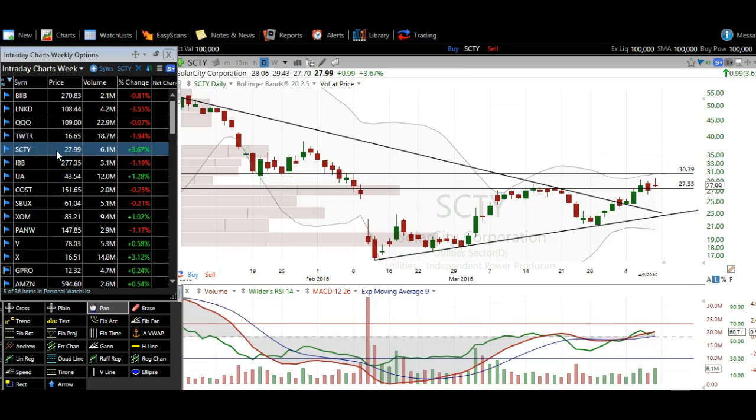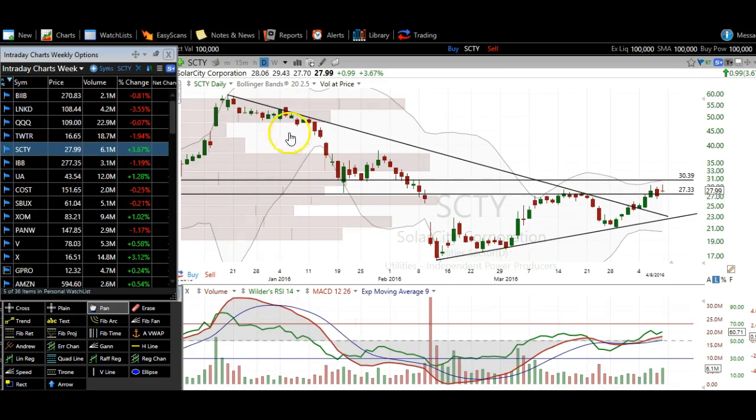Moving forward to Solar City. Solar City, this is the daily chart. Really nice downtrend line over here, and it broke over that. And then we've got this really nice uptrend line as support. We've got 1, 2, 3, 4, 5, 6 touches. Really nice uptrend line to play with.